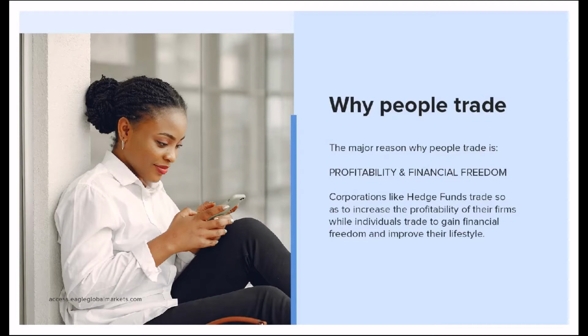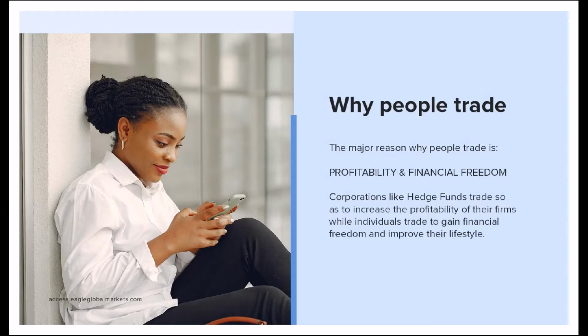So why do people trade? The major reason why people trade is to gain profitability and financial freedom. Corporations like the hedge fund trade so as to increase the profitability of their firms, while individuals trade to gain financial freedom and improve their lifestyle.